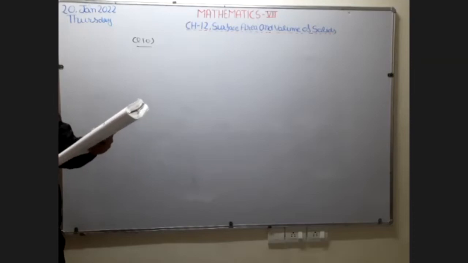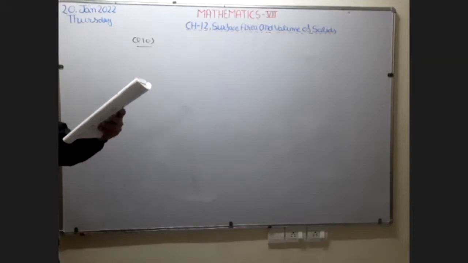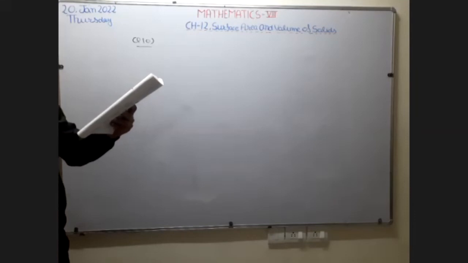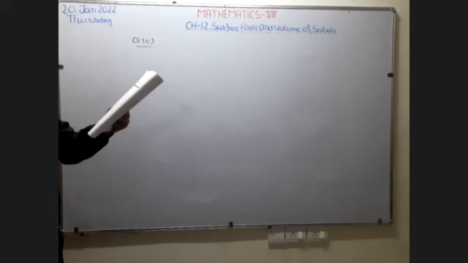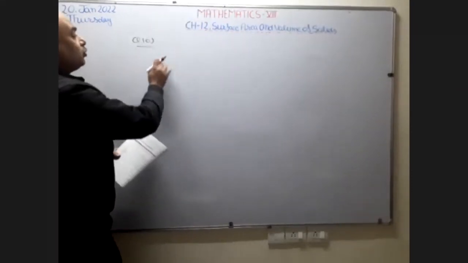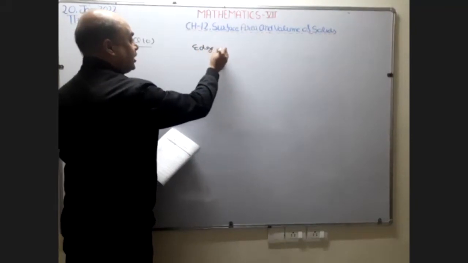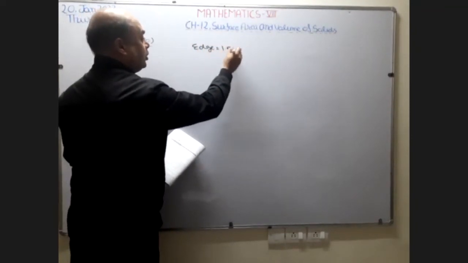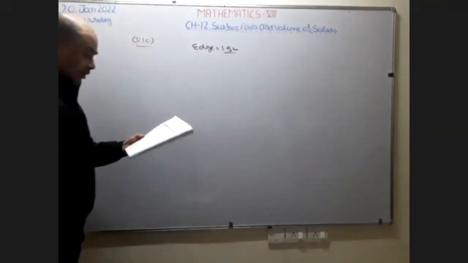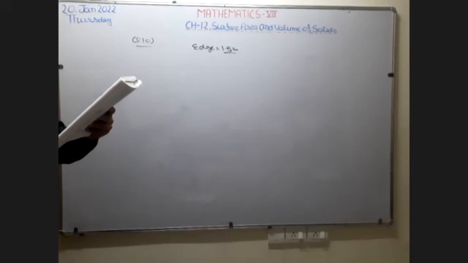Aditya has built a cubical water tank for his house with each outer edge equal to 1.5 meter. Each outer edge means this is in the shape of a cube. So the edge is given as 1.5 meter. So write the edge of this cubical shape is 1.5 meter. He gets the outer surface area of the tank, including the base.